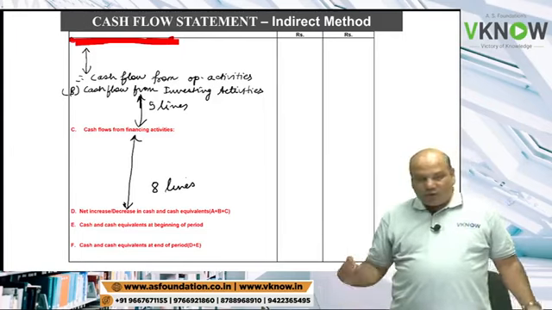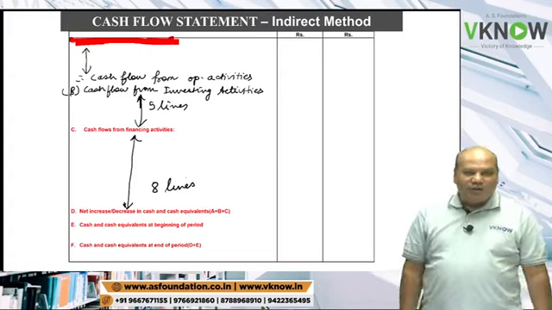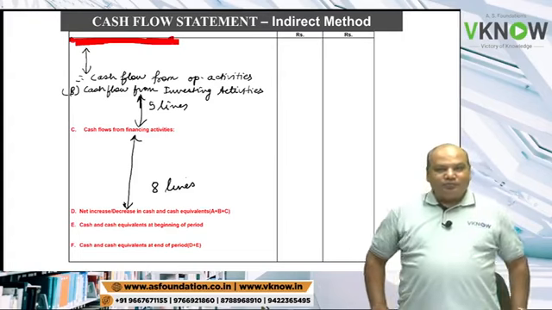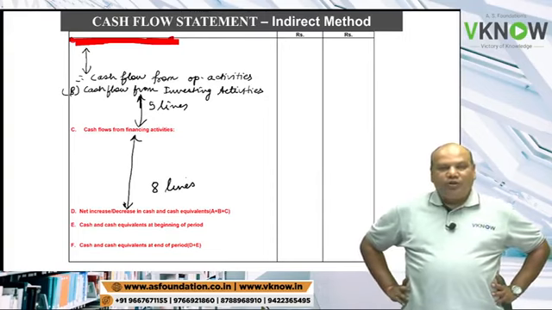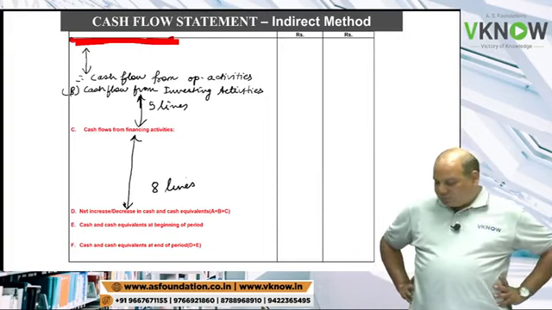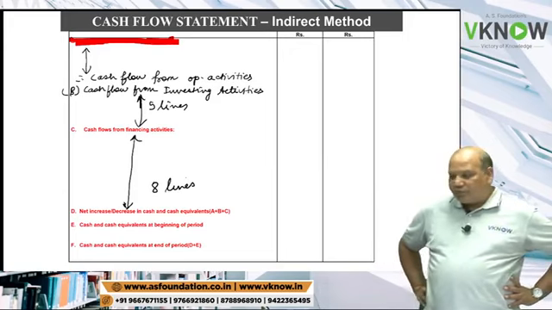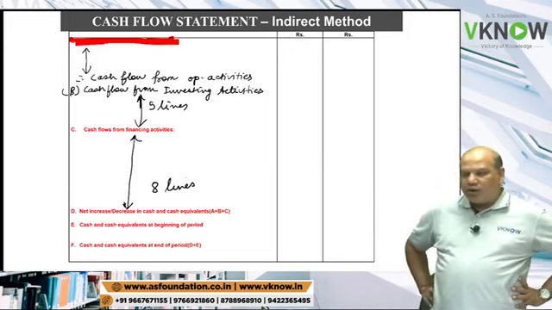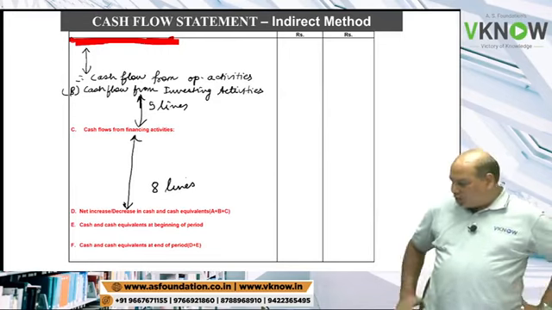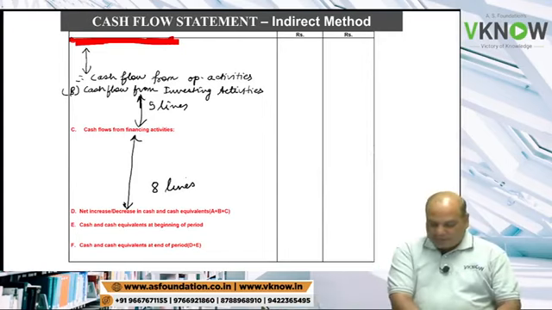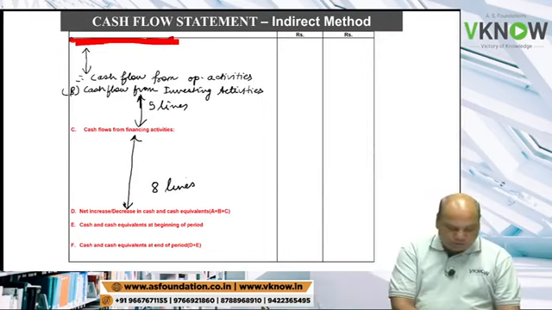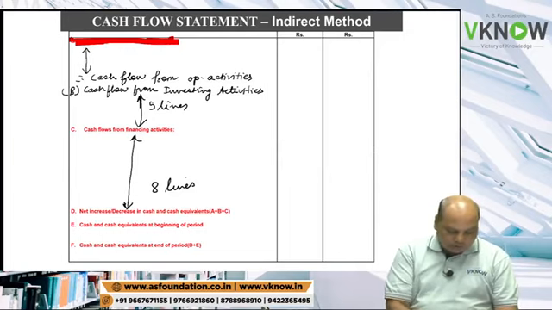Point number D, net increase or decrease in cash and cash equivalent. Point number E, cash and cash equivalent at the beginning. Last line, write down cash and cash equivalent at the end.